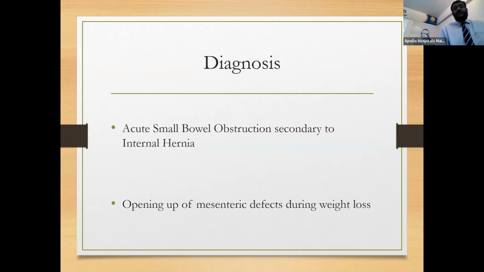We're all aware of abdominal wall hernias. They come under the category of external hernias, but there's something called internal hernia, and it happens particularly in patients like these who have lost quite a lot of weight. So it's just a learning point here. If you come across a patient who was massive at one point, and now he's lost a lot of weight, and he comes with colicky abdominal pain, do think of internal hernias. And that happens because the mesenteric defects open up during the weight loss.